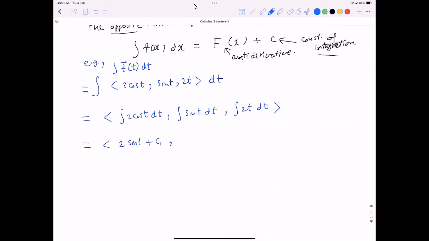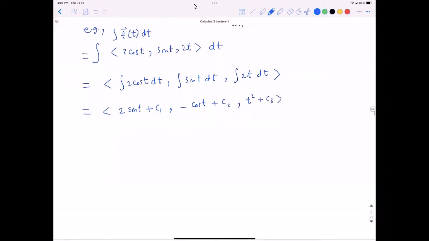And? Cosine. Negative cosine, yes, we know it is negative. Why? Because the derivative of cosine is negative sine. So we have to put here negative cosine t plus another constant, c2. Here, 2t, the integral of t with respect to t is t square. We divide by 2. So raise the power by 1 and divide by the new power. So it's t square, the 2 and 2 cancel, plus c3. The new constant of integration for the third integral.